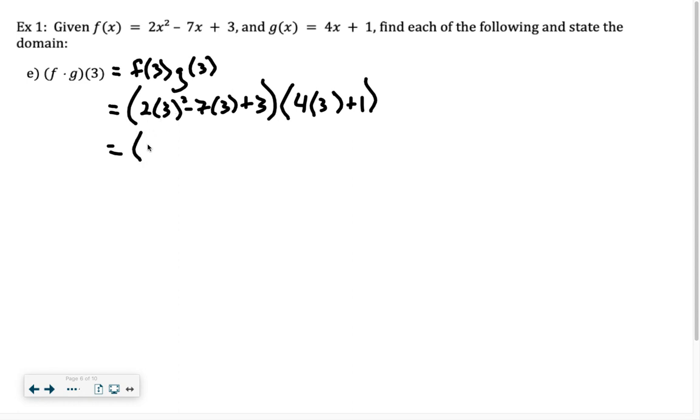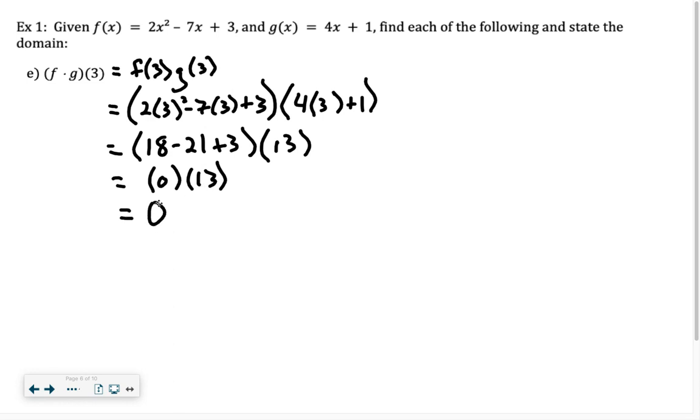9 times 2 is 18 minus 21 plus 3, times 13, 12 plus 1. So 18 minus 21 is -3, plus 3 is 0. So we get 0 times 13, which would just be 0.